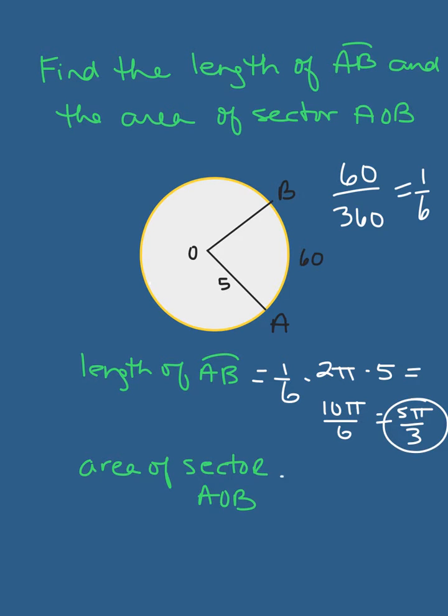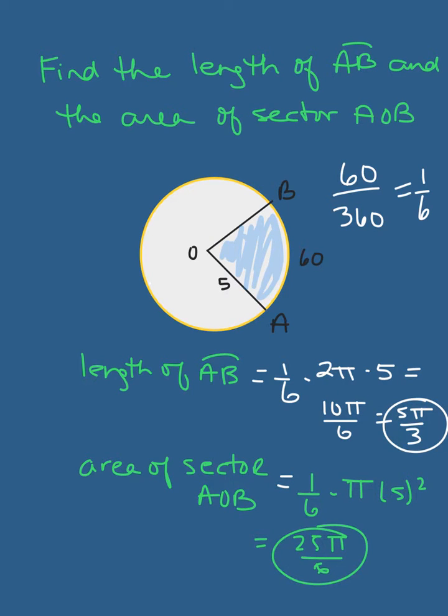Now I'm trying to find the area of sector AOB. Again, I'm talking about that inside piece. I'm talking about this piece right in here. I want to find the area of that. So I'm going to take 1/6 because I know that that is the fraction, the percentage of the circle that I'm talking about. And I'm going to multiply that by pi and then my radius squared, which is 5, so 5 squared. So when I simplify that, I get 25 pi over 6, and that's my area of the sector AOB.